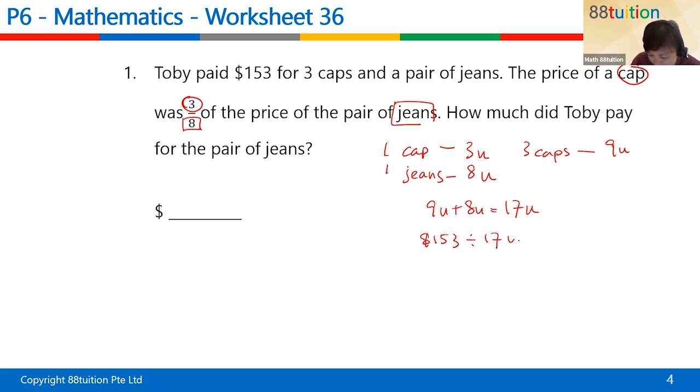You divide by 17 units of dollars to find out how many sets there are. So you have 153 divided by 17. You get 9. So how much did Toby pay for the pair of jeans? You times 8, and that will give you 72.